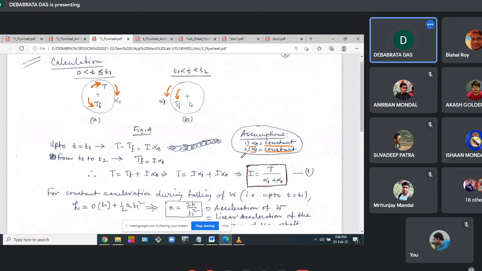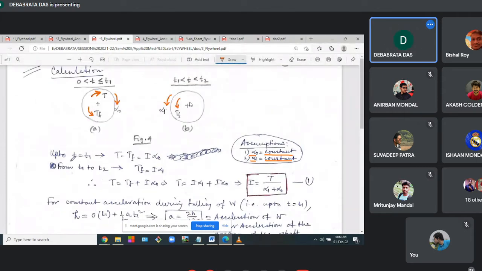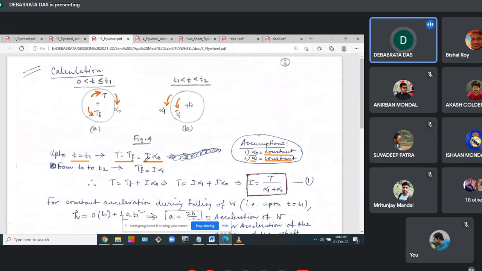Now, during this phase, up to t equal to t1, what is the net torque? T minus Tf, and that is equal to I into alpha naught. This is the kinetic equation of motion for a rotating system. I hope you know this. So T minus Tf equals I into alpha naught. Now for the next phase, beyond T1 up to T2, Tf is equal to I into alpha 1. Right?